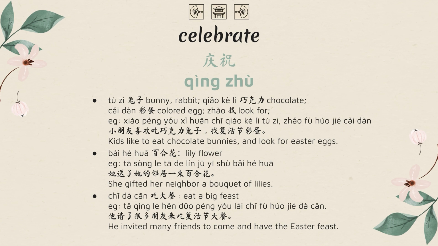For example, 他请了很多朋友来吃复活节大餐. He invited a lot of friends to come and have the Easter feast. 请 could mean please. You often see it at the beginning of a polite request. For example, 请跟我来. Please come with me. But you could also use it to mean to invite, to treat somebody. So, 请了 invited, 很多朋友 many friends, 来 to come, 吃 to eat, 复活节大餐 Easter feast.